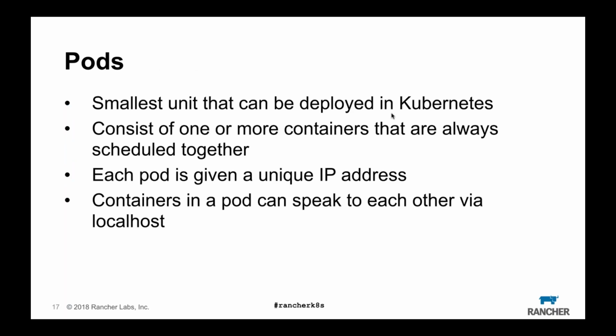So first object is pods. A pod is the smallest deployable unit in Kubernetes, and it can consist of one or more co-located and co-scheduled containers. They always get scheduled together. Each pod is given a unique IP address. Now, since these containers are co-located, they share the same network namespace and the same volume. Because of this, the containers in a pod can speak to each other directly via localhost.